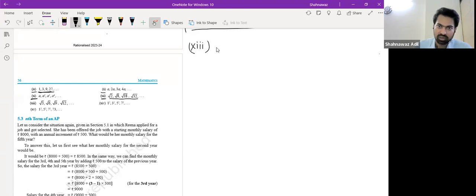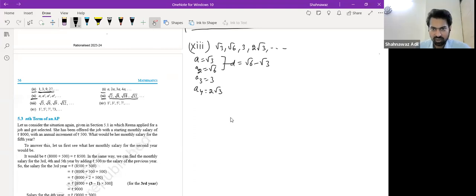is not so different. So this is root 3, root 6, and this is 3, and this is root 12, so 3 root 3. So A is root 3, A2 is root 6, A3 is 3, and we can see from here that it is not an AP, right? D is root 6 minus root 3. And can we solve this further?